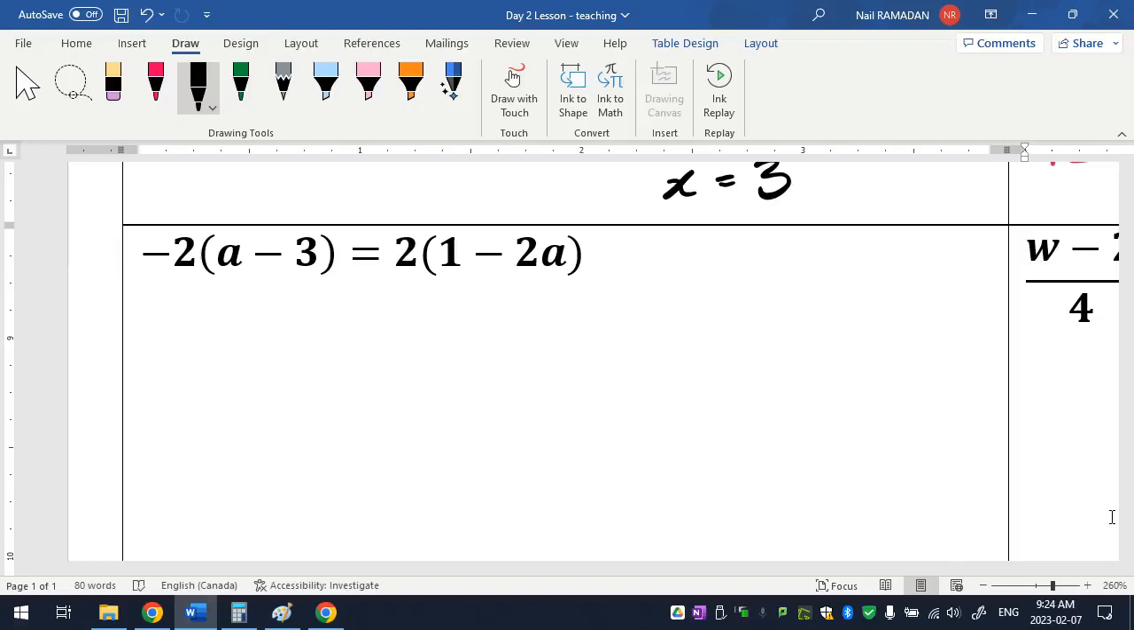What does expand mean? I like to always show this. Look. This multiplies that. This multiplies that. This multiplies that. And this multiplies that. Done. What's negative 2 times a? Negative 2a. Next. What's negative 2 times negative 3? Positive or negative? Nice. Negative times a negative is positive. And 2 times 3 is 6. Keep going. What's 2 times 1? What's 2 times negative 2a?